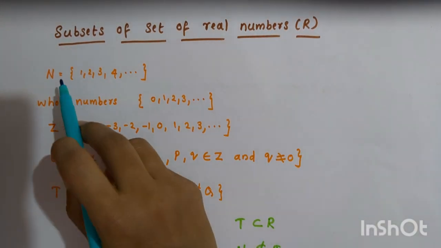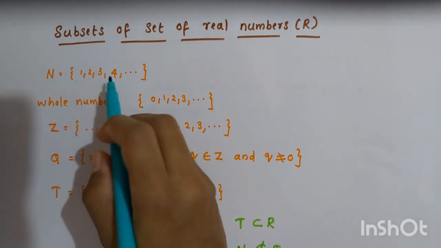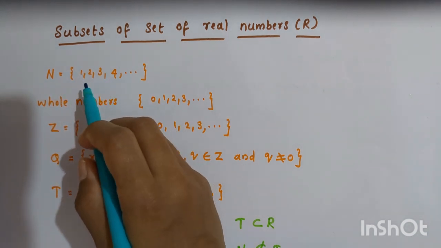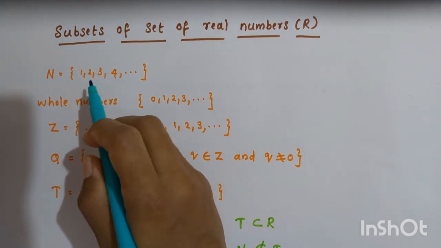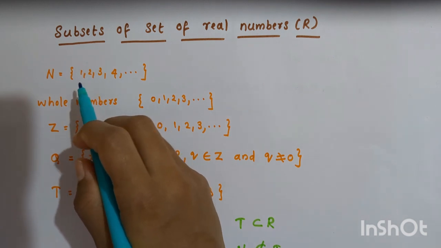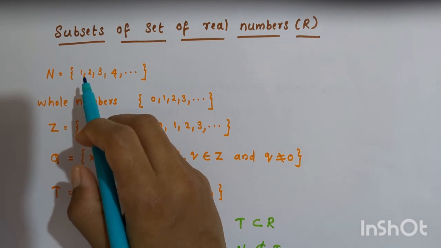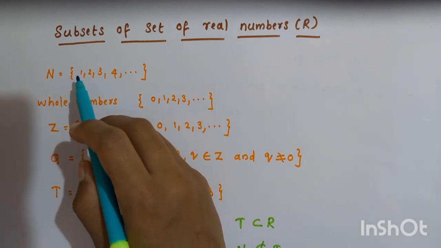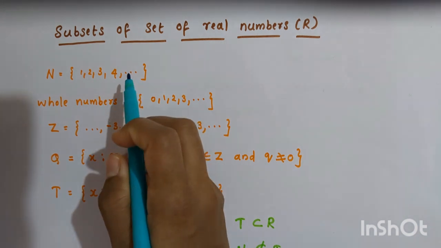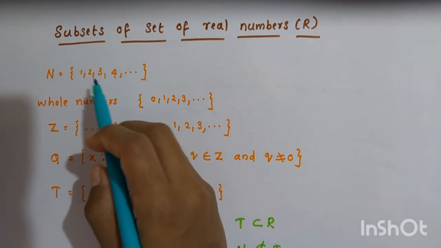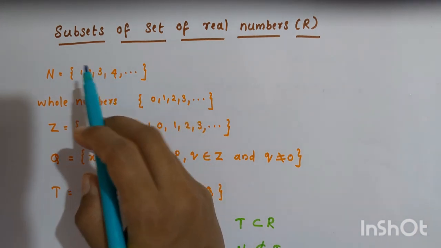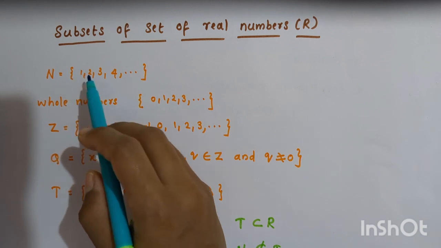So you see, the set of natural numbers is a subset of real numbers, because the real numbers include any positive or negative number. Fractions are there, decimal numbers are there. So if you consider the set of natural numbers 1, 2, 3, 4, 5, etc., all the elements are already there in the set R. So the natural numbers are a subset of the real numbers.